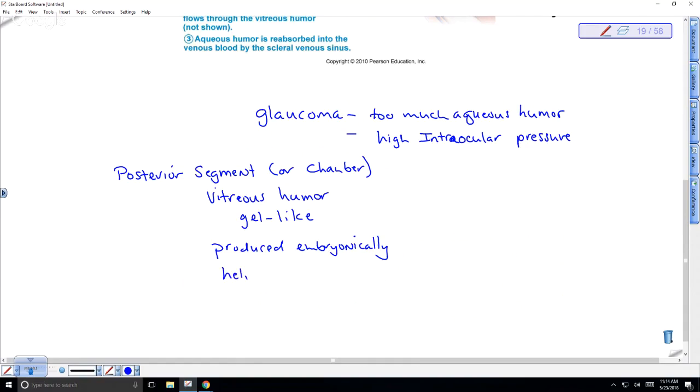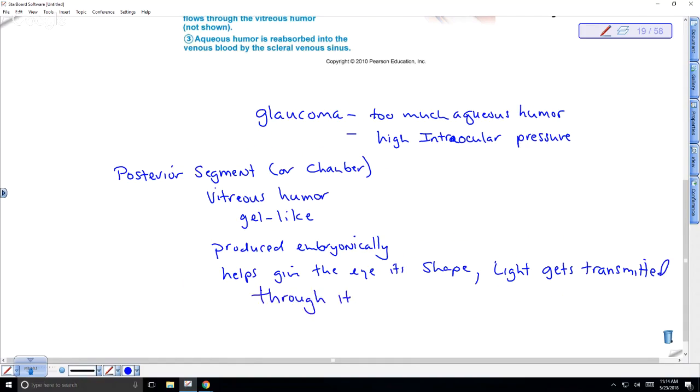So it helps give the eye its shape. And also, light has to be transmitted through it. So we'll say that light gets transmitted through this gel-like structure on the way to the retina.